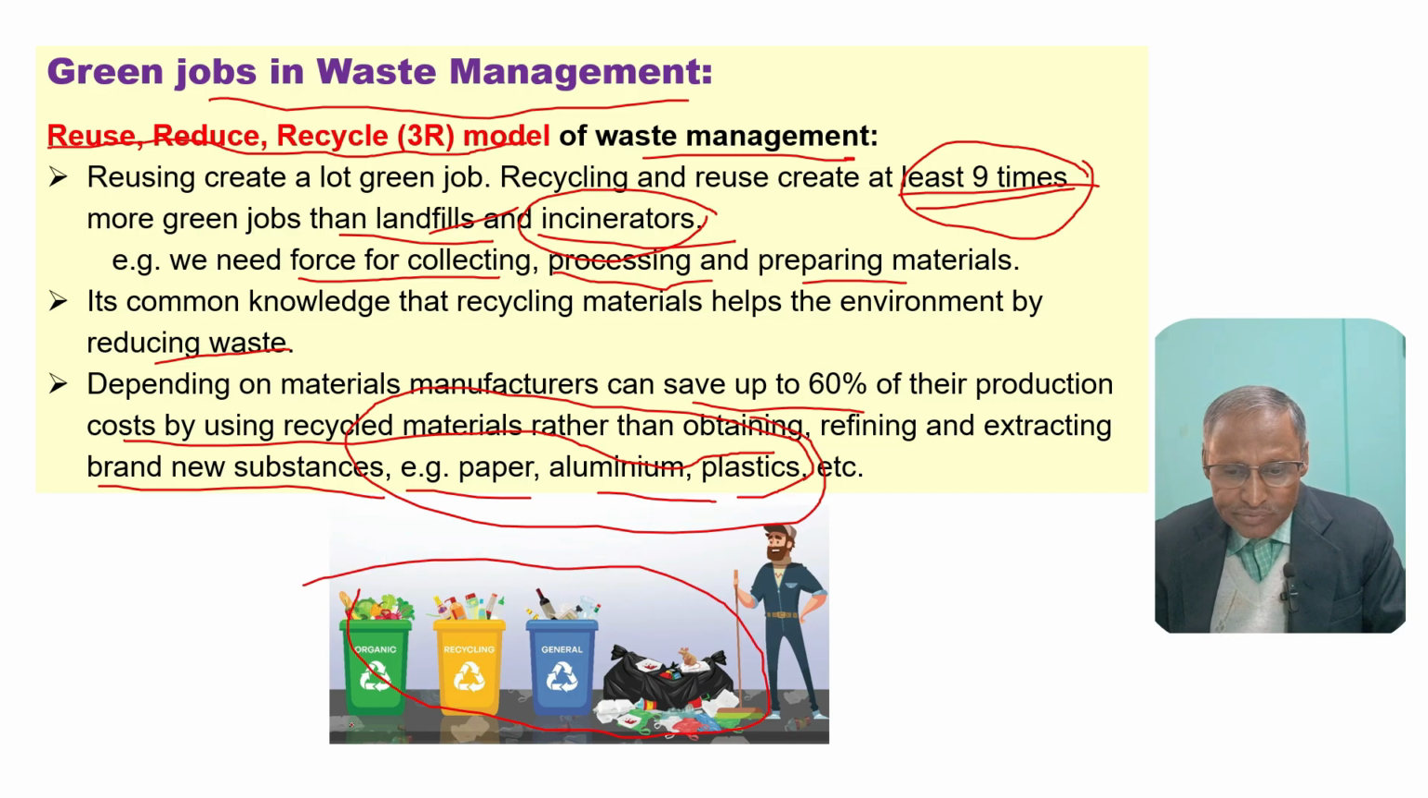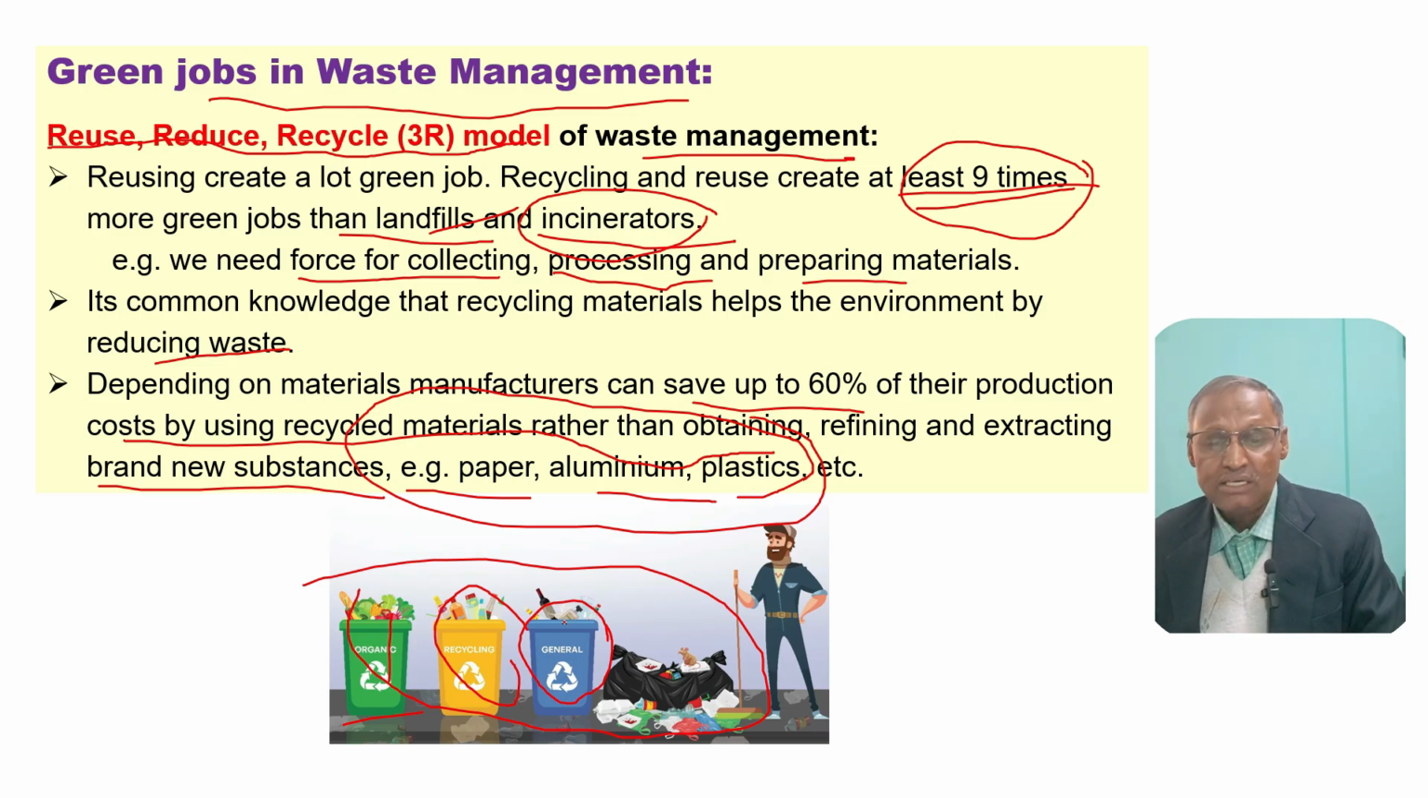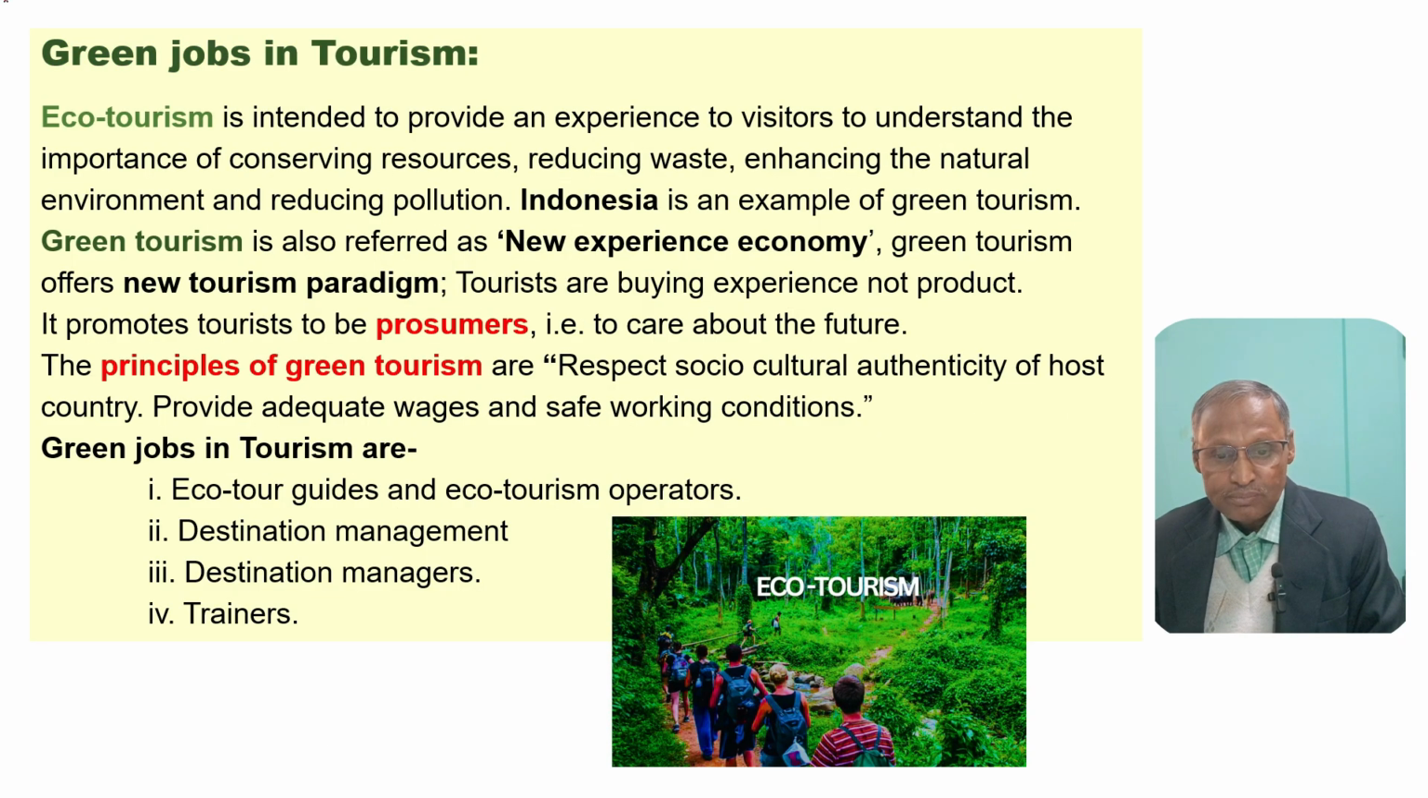So here, 3 types of dustbin should be used in our home. This green dustbin is used for collecting organic waste. Then these yellow ones are for non-biodegradable waste, and in this blue type of dustbin, the general type of materials, solid materials, are collected and stored, and later disposed through the reuse, reduce, recycle method.